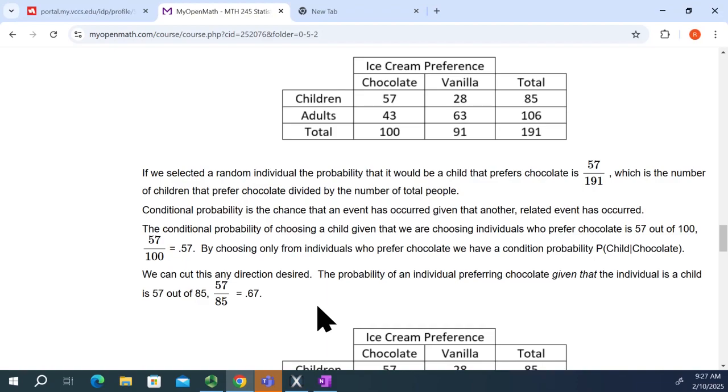This is how many people I got. So the child liking chocolate, there's 57 out of 191 individuals. What's the chance that it's a child? Chocolate or vanilla? That's the 85 over 191. I can convert these all to probabilities by dividing each one of them by the total.